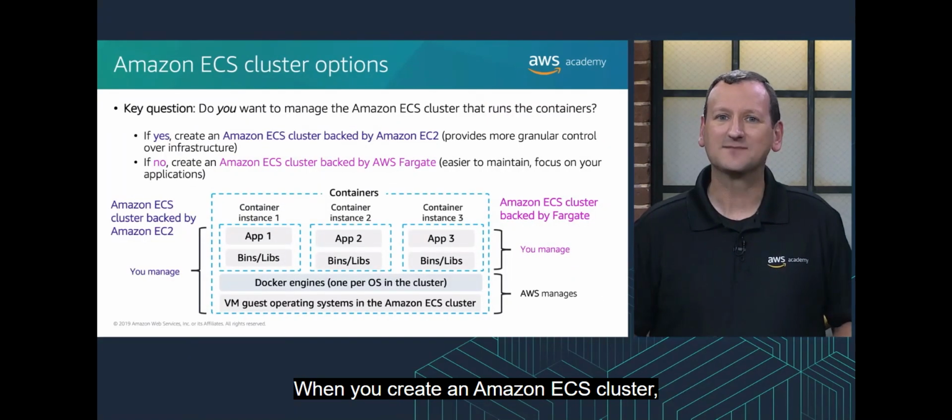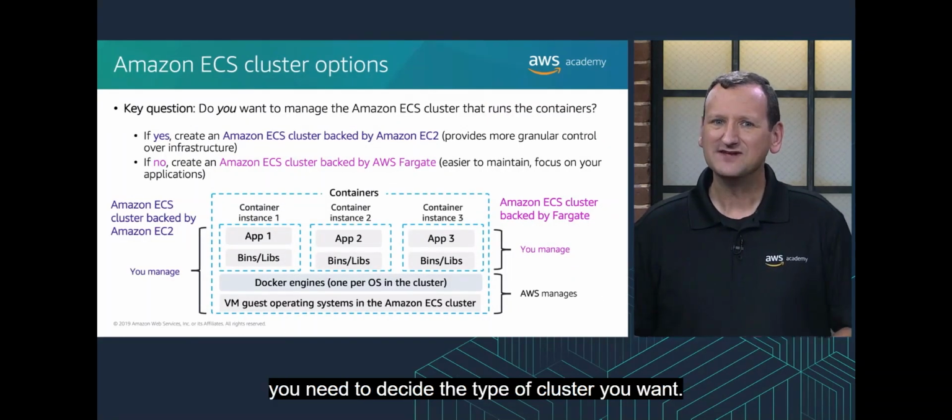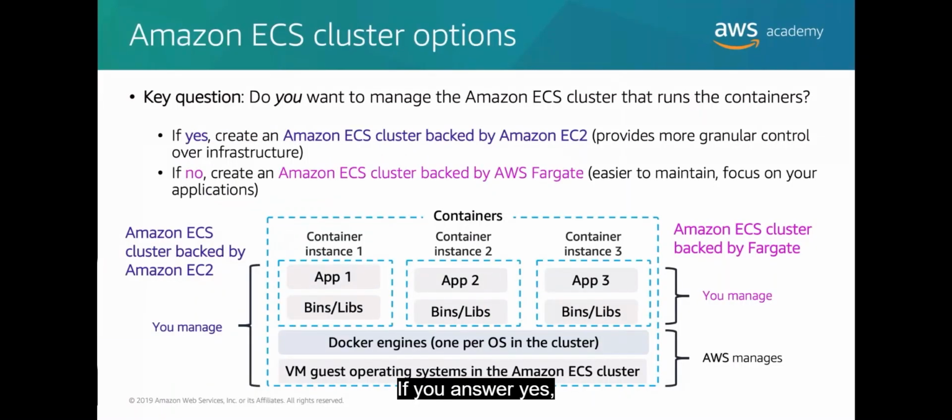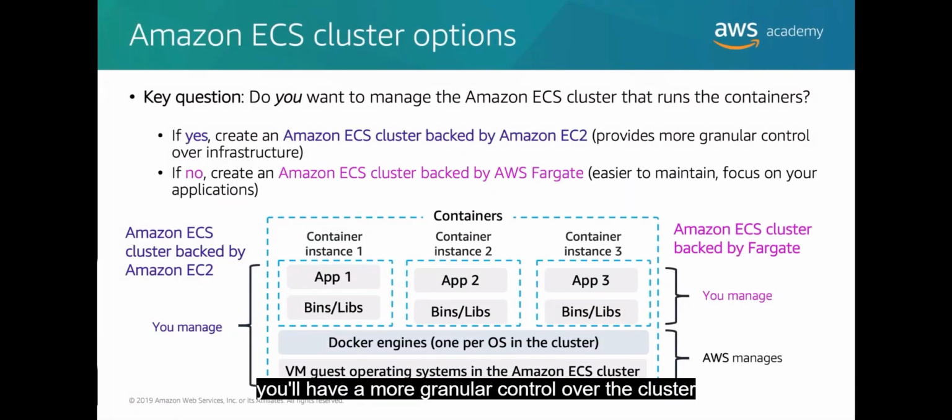When you create an Amazon ECS cluster, you need to decide the type of cluster you want. You need to ask yourself, do you want to manage the cluster? If you answer yes, you'll have more granular control over the cluster, and the cluster will run on EC2 instances that you manage. To manage the cluster yourself, choose either the EC2 Linux plus networking or the EC2 Windows plus networking cluster option.